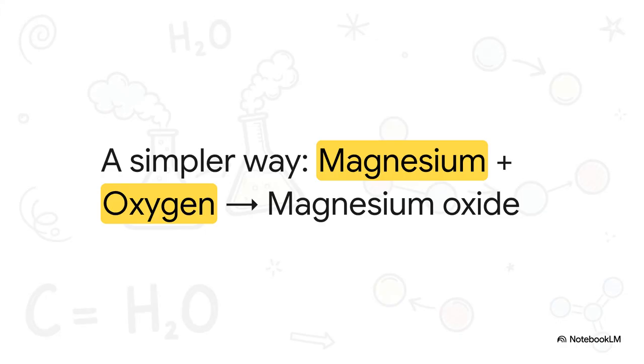So, a simpler way is to use something called a word equation. This is much shorter, and it shows very clearly what we started with on the left and what we ended up with on the right. The arrow in the middle simply means reacts to form or gives.